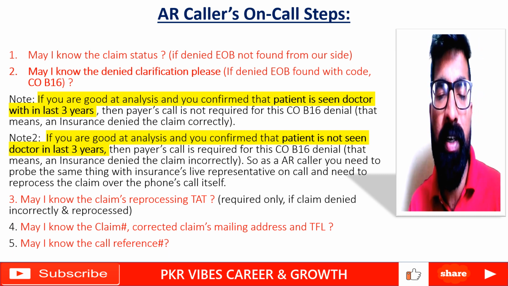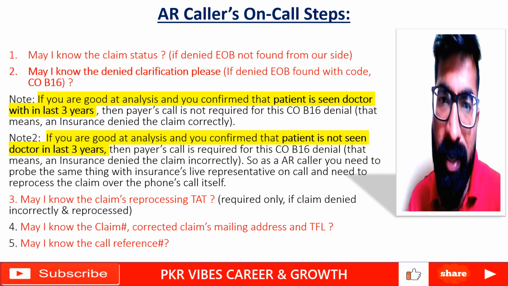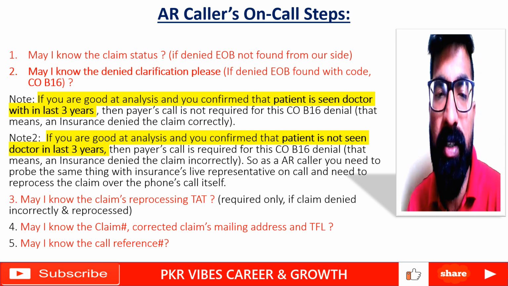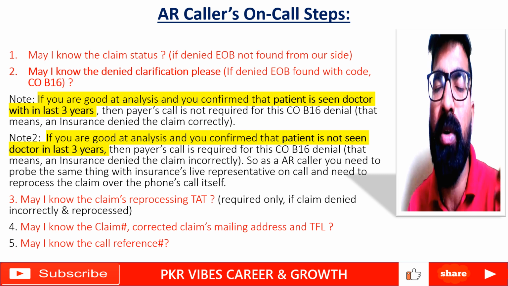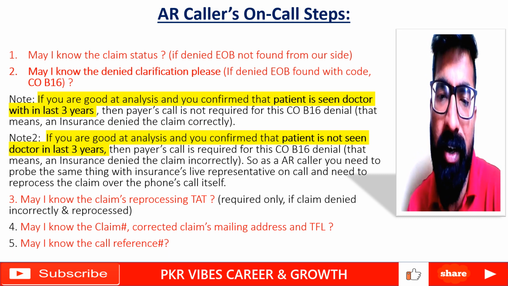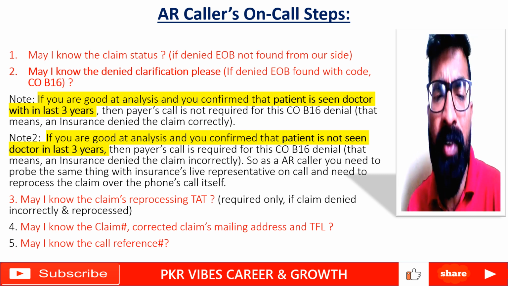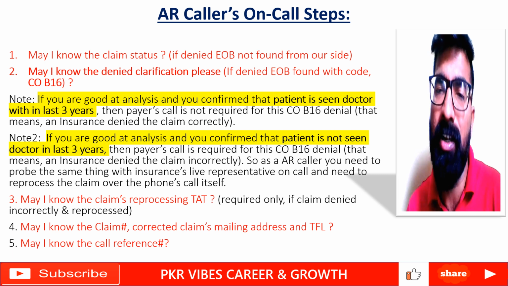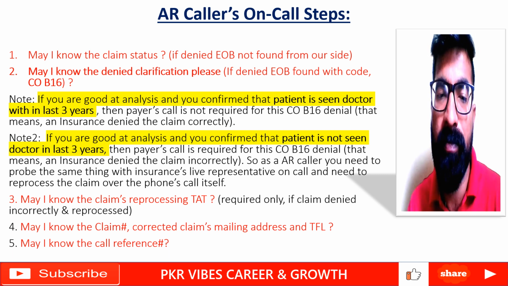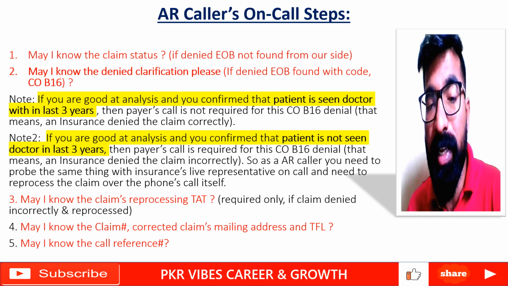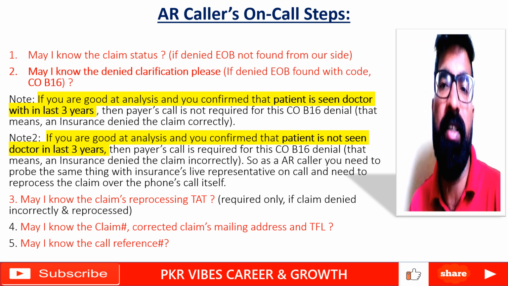So the claim number is not required if the claim is denied and we have the UOB. But if you are calling for claim status, and after that you confirm that it is a new patient qualification not met, at that time you should request a claim number and also a UOB, because you don't have the UOB in your sources. And finally you should take the call reference for this scenario.